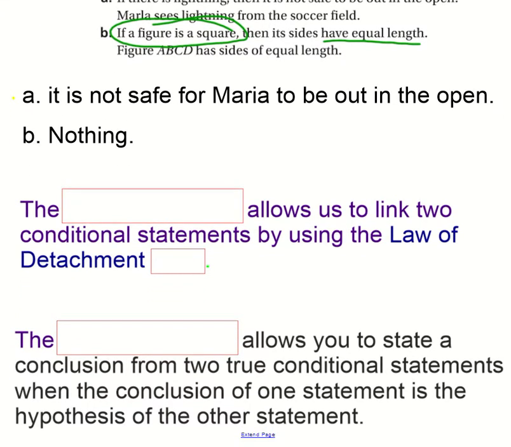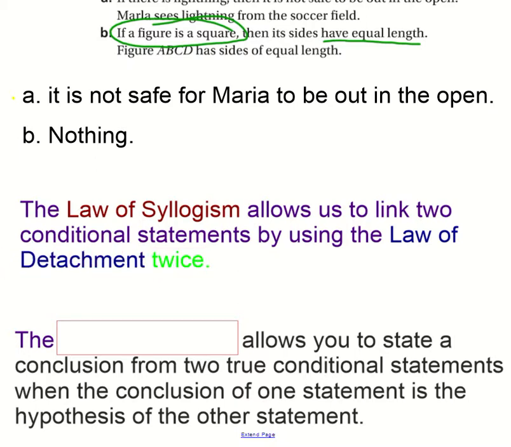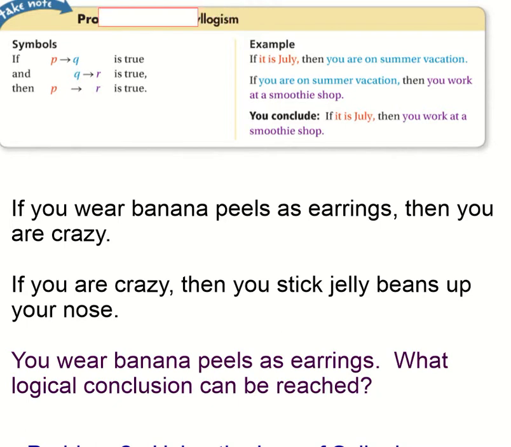And so something else we need to know is another law. It's the law of syllogism, and it allows us to link two conditional statements by using the law of detachment twice. And so the law of syllogism allows you to state a conclusion from two true conditional statements when the conclusion of one statement is the hypothesis of the other statement. So let me show you how that's linked. Here's the law of syllogism. What it says is that if P implies Q is true, and Q implies R is true, then P implies R.